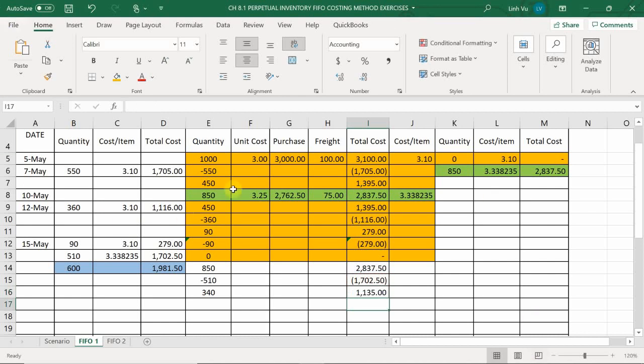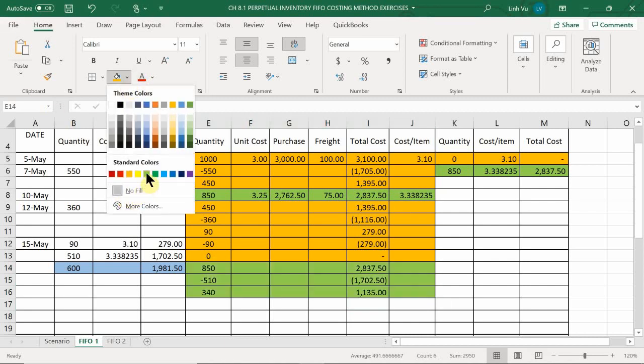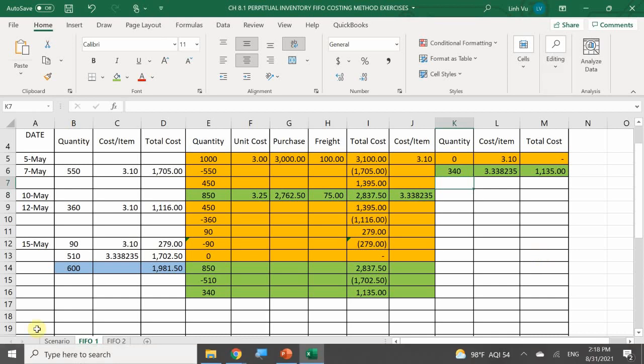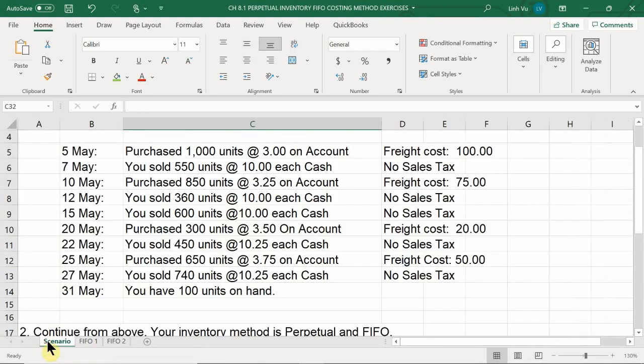$1,135. Okay. Good. And this batch was the green batch. So now I'm going to update my inventory, because now I only have 340 units left, giving me a grand total of 1135 even. So that was May 15.